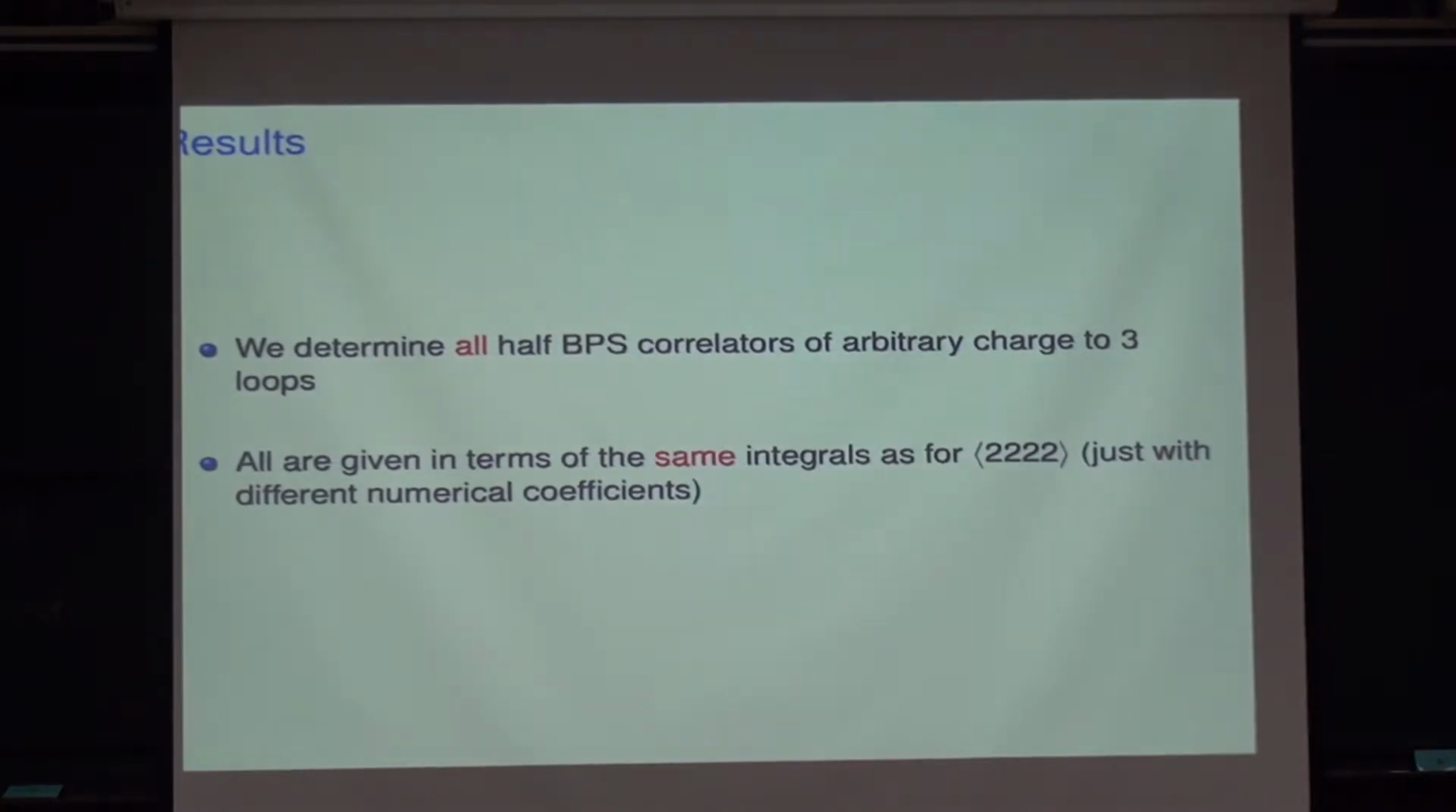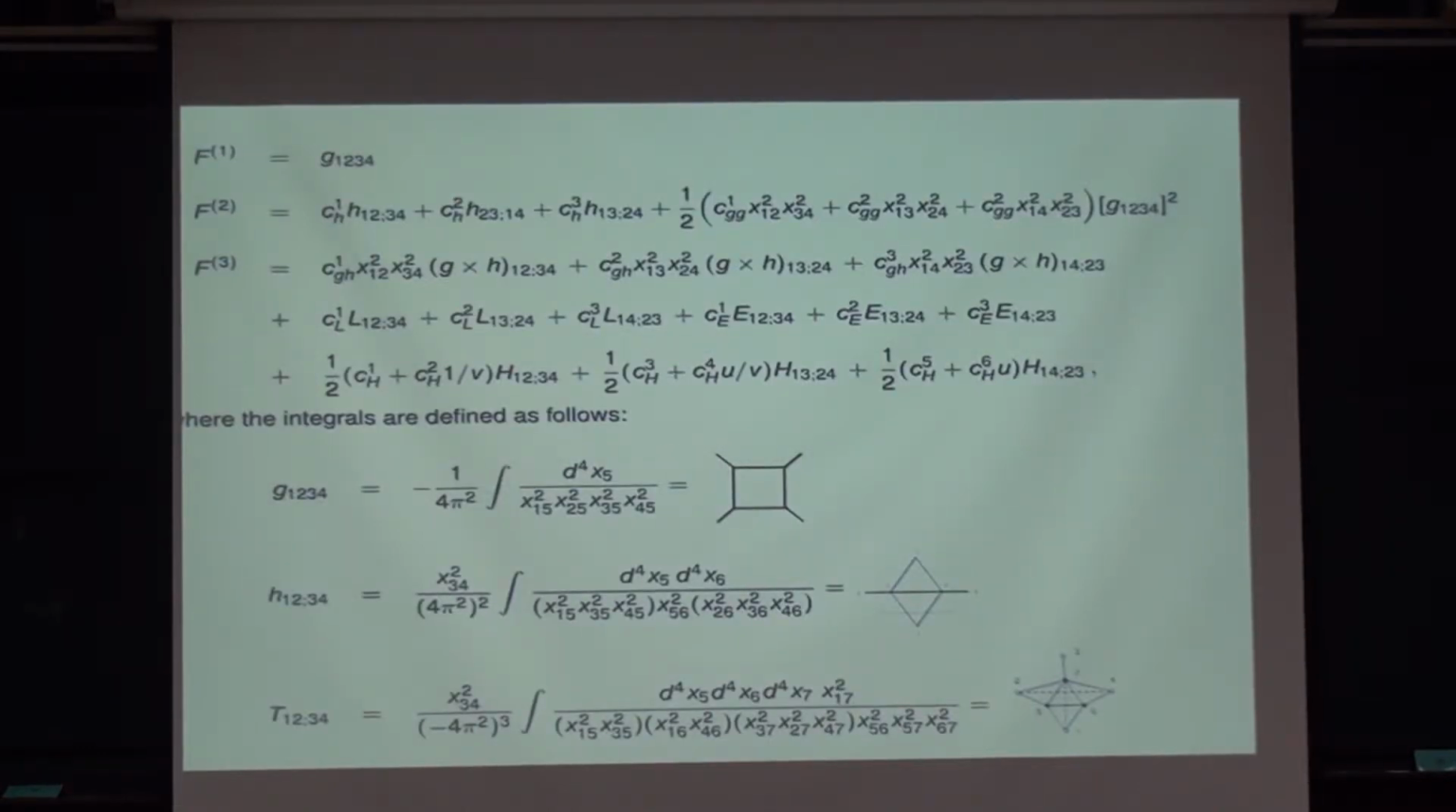Okay, good. So we've got all half-BPS operators of arbitrary charge to 3 loops using the above techniques. Now they're all given by the same integrals as for the 2,222 case. The only difference is, whereas I had this permutation symmetry before, which essentially meant they all have coefficient 1, now I just have some different numerical coefficients. So let me just briefly review the story.